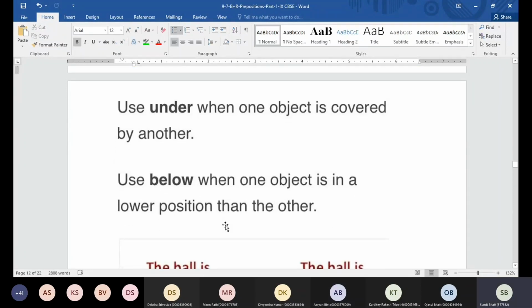No, sir. So under and below, guys. Under is going to be when one object is covered by another. One thing is covering the other thing, then we use the word under. Below is going to be when one object is in a lower position than the other. Then we use the word below.